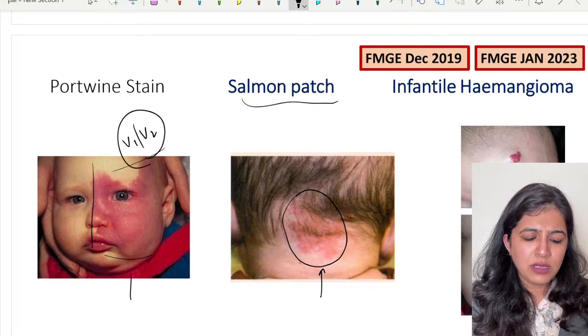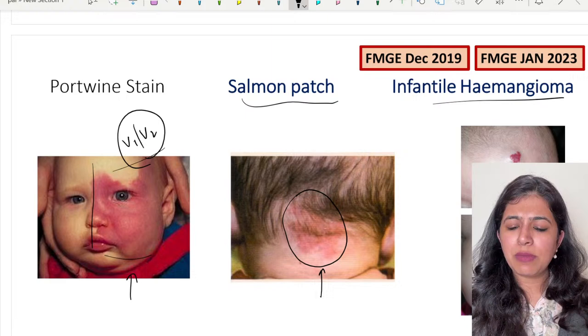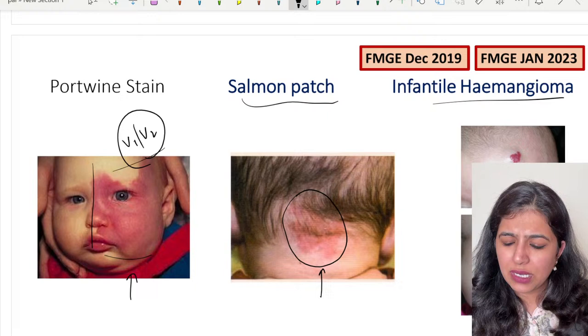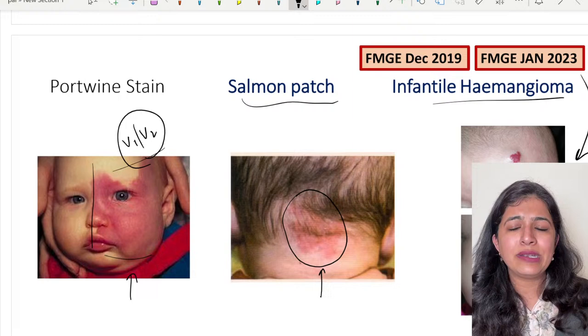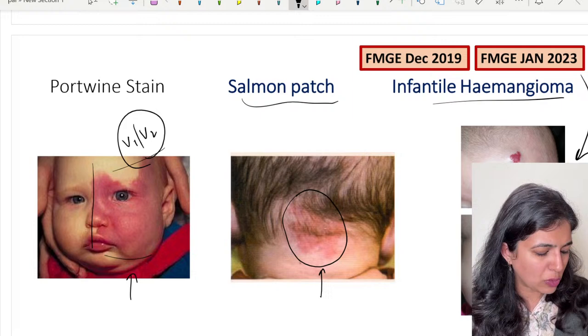Then we come to the last, which is infantile hemangioma. This is a vascular tumor, it's a capillary tumor. This will be a lal laddu. So this will be a red laddu. It is not present at birth. Comes in the first month. This was the question in the Jan 23 exam where the lal laddu was a diagnosis of infantile hemangioma.